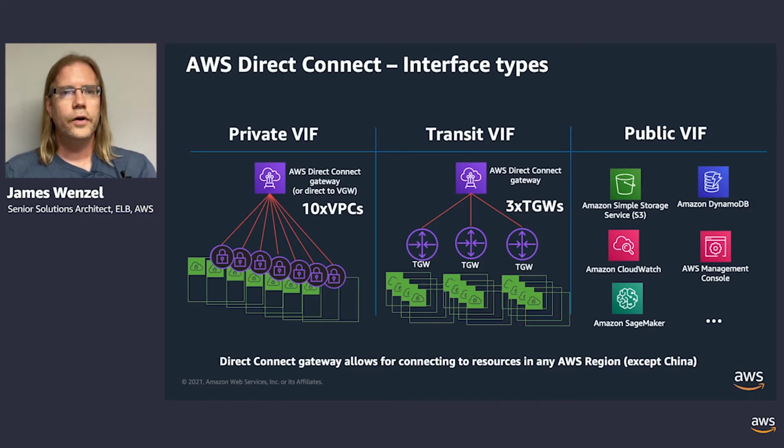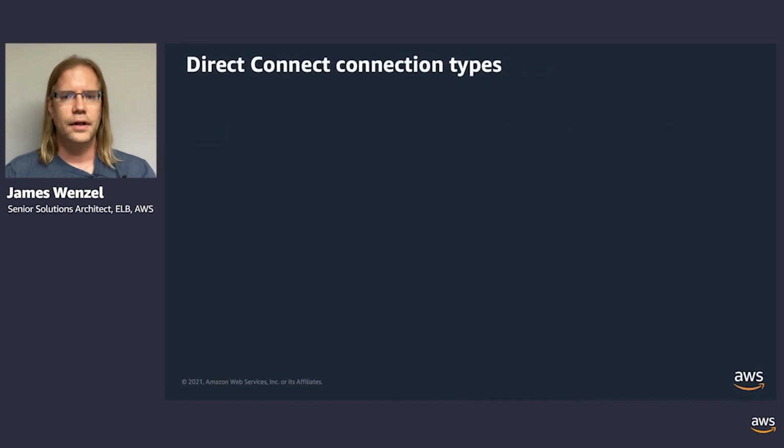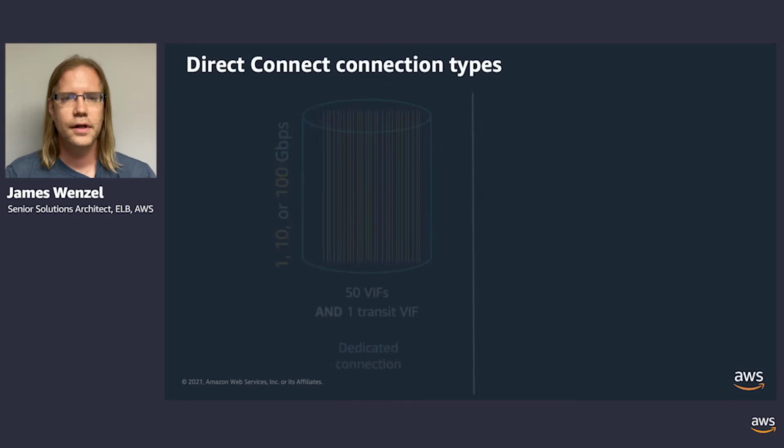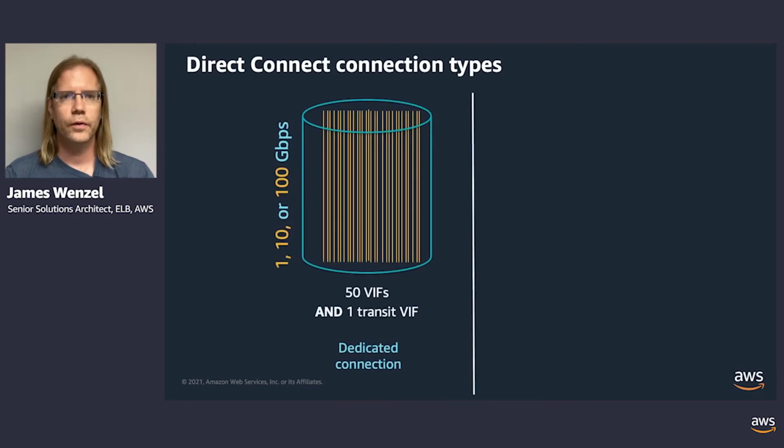So again, you heard me talk about things like dedicated, and you heard me talk about things like hosted. So dedicated, you have 1, 10, or 100 gigs, you manage the port, and you work with the provider using something that we call an LOA-CFA, or a certificate of authority, that you would get from AWS when you order the service, that would show the provider or the partner that you chose how to connect up the equipment from AWS to your equipment. We'll go into that in a little bit more detail.